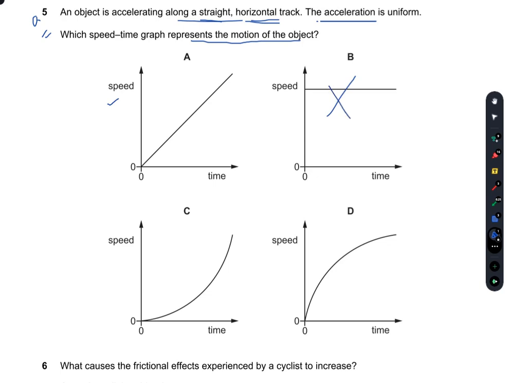In D, there is initial acceleration, but then the acceleration starts to fall, so that is not uniform. Similarly, in C, the acceleration increases, so that is again not uniform.